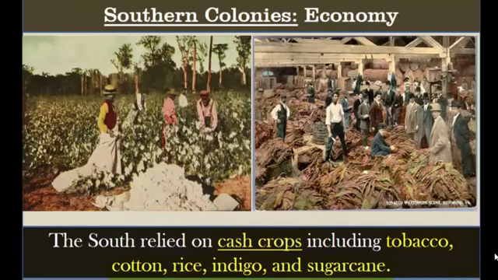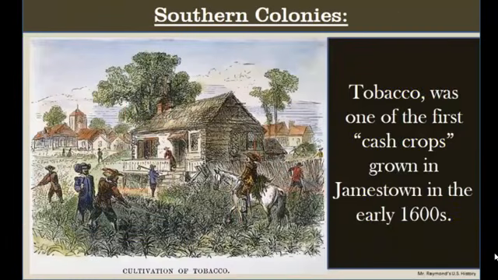The Southern economy was built on what are referred to as cash crops, such as tobacco, cotton, rice, indigo, and sugarcane. Tobacco was one of the first cash crops grown in the colonies, dating back to the first North American colony, Jamestown, Virginia.